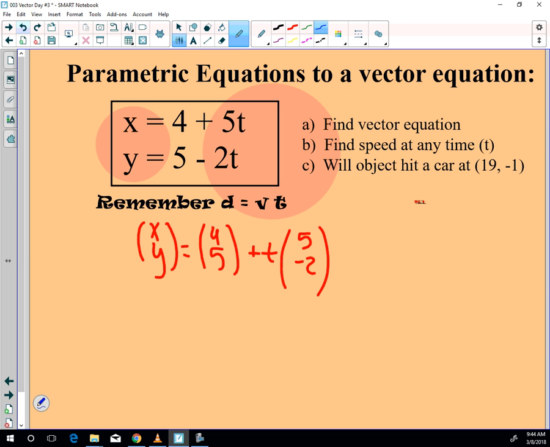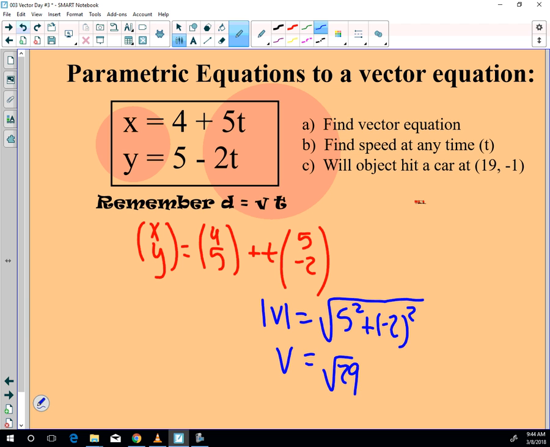Okay, so all you have to do is take the magnitude of v, which is going to be the square root of 5 squared plus negative 2 squared. I think that's a little out there. Maybe it makes sense now, I hope. But that's the speed. Um, 1 minus 2 squared, what's that?